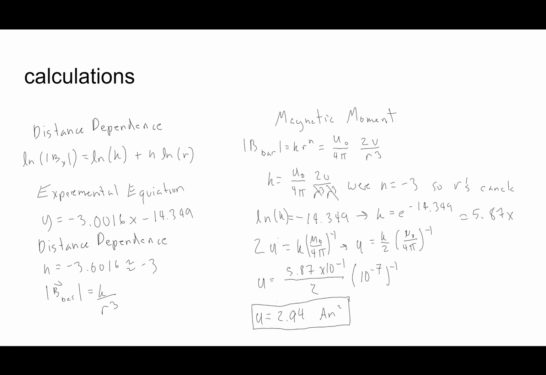So from the distance dependence, we can conclude that the magnetic field is inversely proportional to the cubic distance. And the magnetic moment can be calculated by setting the distance dependence equation equal to the modified Biot-Savart equation. The value k can be computed by raising e to the natural log of k in the graph. Then the magnetic moment mu equals 2.94 amperes.